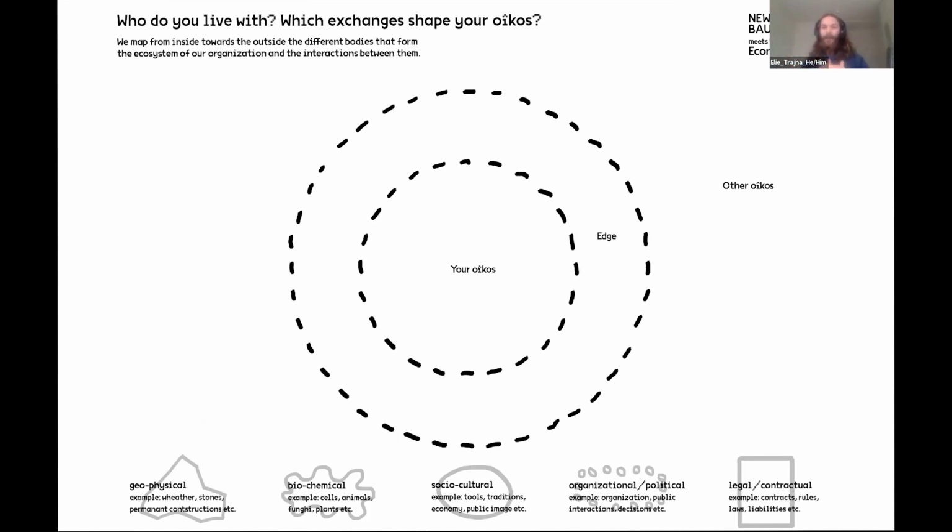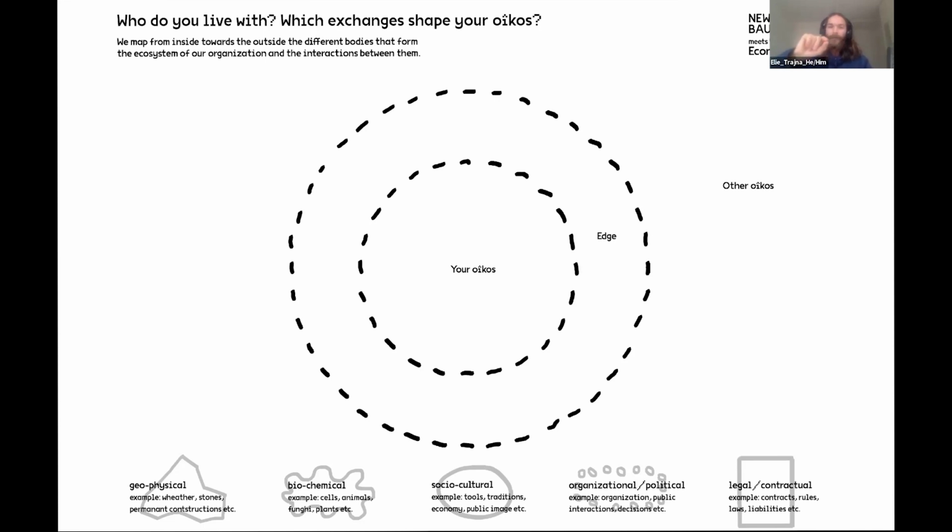And so in this tool, at first we're gonna identify the bodies that form your organization. There could be several ways to start this. One can be to ask, what do you take for granted? What are the non-human living beings that allow your organization to exist? One could be, what are urgencies or what are concerns in your organization at the moment?